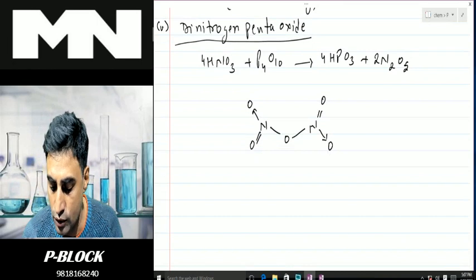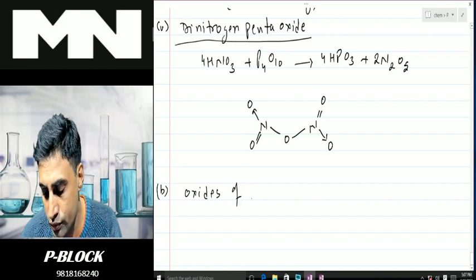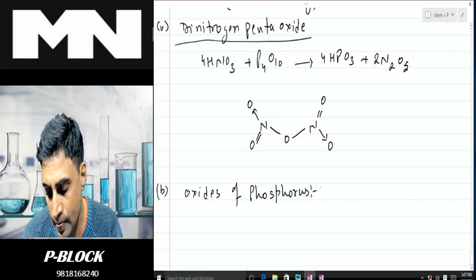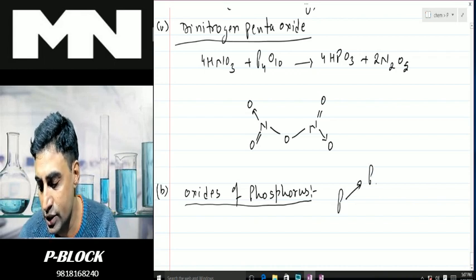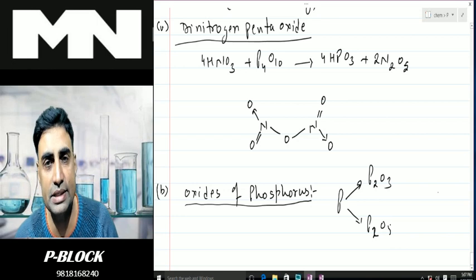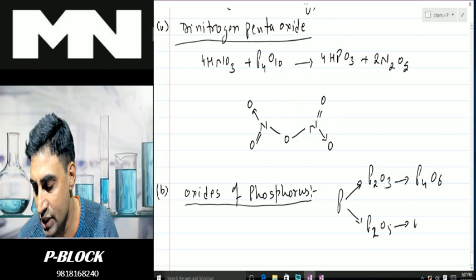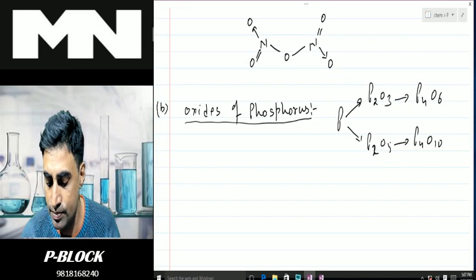We'll see oxides of phosphorus. So B point is oxides of phosphorus. Well, phosphorus very readily forms 2 types of oxides, that is trioxide P2O3 and pentaoxide, that is P2O5. But these oxides generally exist in dimeric state. So here you will have P4O6 and here you will have P4O10.